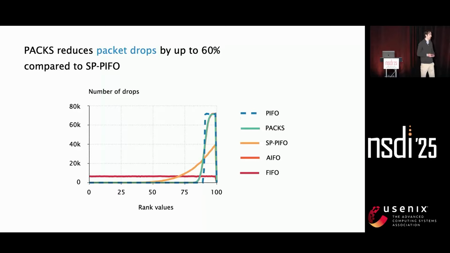So this is the result of scheduling a uniform distribution with packet ranks from 0 to 100. We can see in red how FIFO, first in, first out, generates packet drops uniformly across all the different ranks because it's not able to prioritize and it does not apply any admission control. We can see how PIFO, which is the blue line, performs optimally by only dropping those packets at the higher end of the spectrum, those packets with the highest ranks. And we can see how PAX gets the closest in approximating PIFO, not only in the distribution of the packet drops, but also in the total number of drops. So in particular, PAX reduces packet drops by up to 60% compared to SP-PIFO.